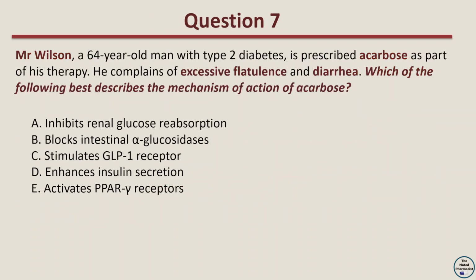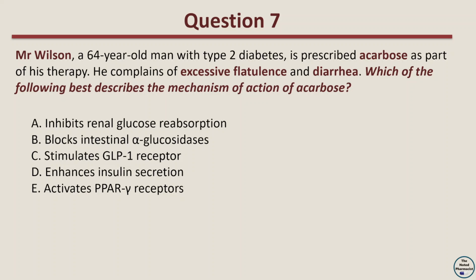Question 7. Mr. Wilson, a 64-year-old man with type 2 diabetes, is prescribed acarbose as part of his therapy. He complains of excessive flatulence and diarrhea. Which of the following best describes the mechanism of action of acarbose?